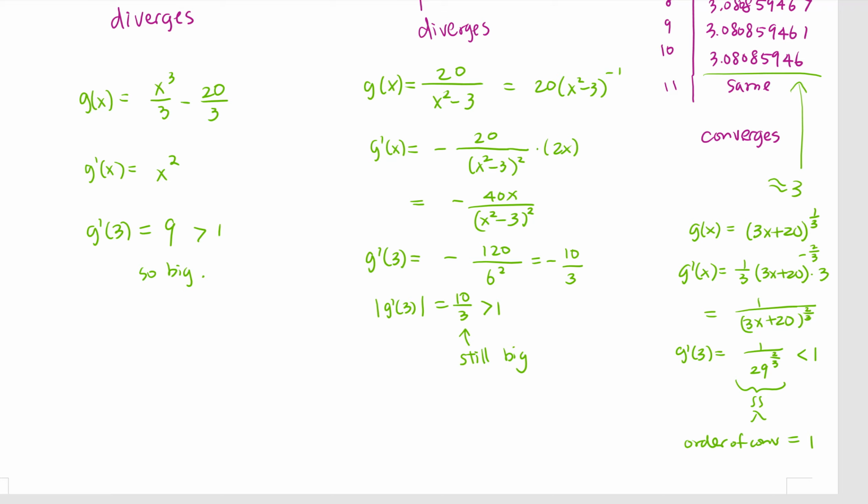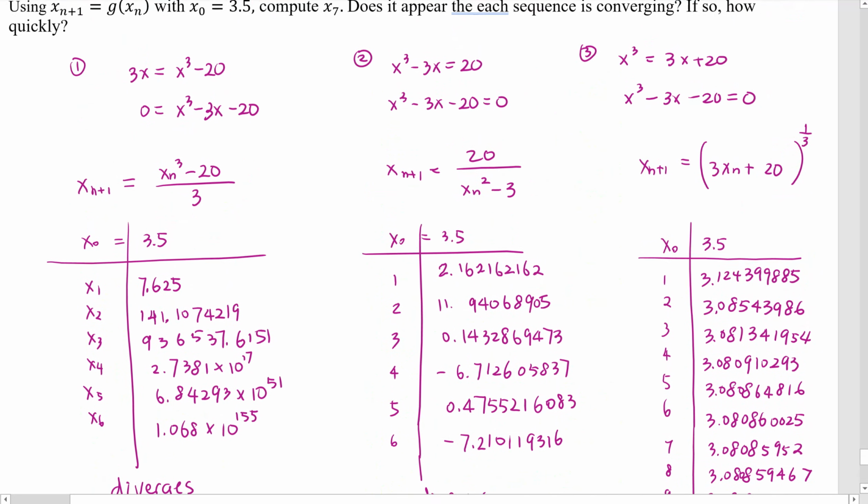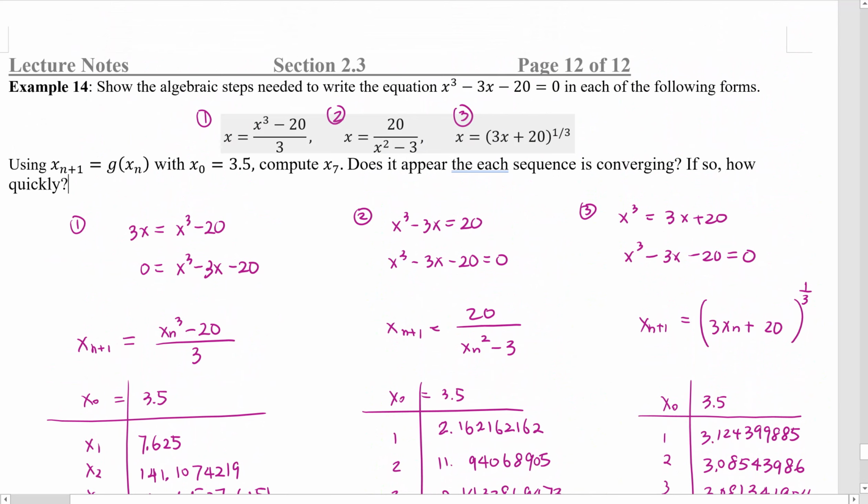So we can see from the formula of the function g whether the iterative scheme will converge or not. For any nonlinear function, we can make up several iterative schemes, use this method to compute the list of iterations, and then tell whether the sequence is converging or not. Okay, so that's it for chapter 2.